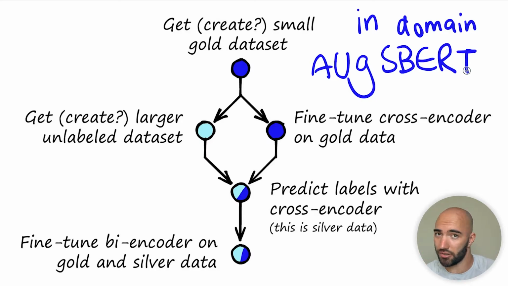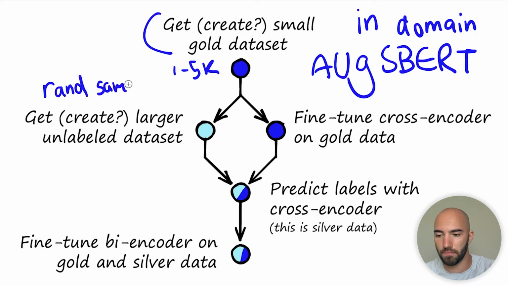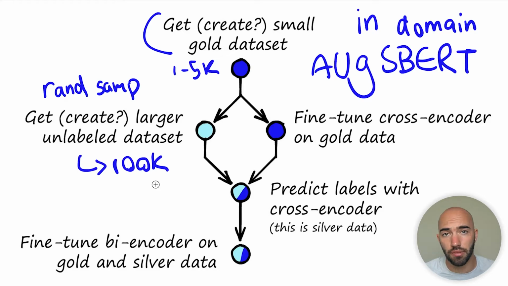So we've already described most of this. We get our gold data set, the original data set. That's going to be quite small, let's say 1 to 5,000 labeled sentence pairs. From that, we're going to use something like random sampling, which I'll just call rand samp, to create a larger data set. Let's say we create something like 100,000 sentence pairs, but these are not labeled. We don't have any similarity scores or natural language inference labels for these.